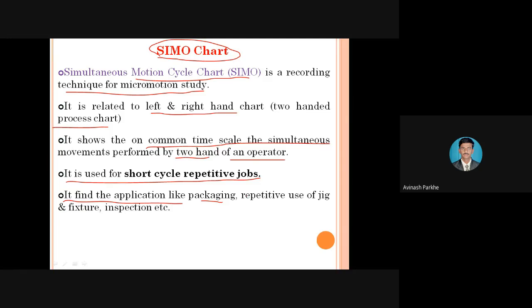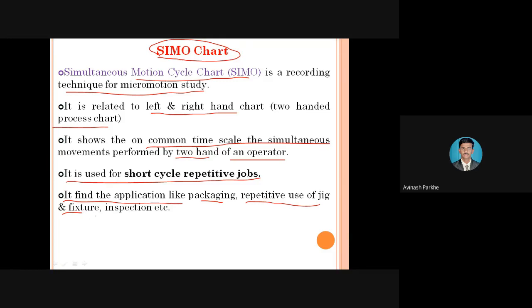Then the second application is the repetitive use of jigs and fixtures. So in industry or in any type of machines, we are using jigs and fixtures. Many times we have to use that particular jig and fixture again and again. If one operation is performed, again I have to use that same jig and fixture for the further operation. That means repetitive movements are taking place in order to use that jig and fixture.